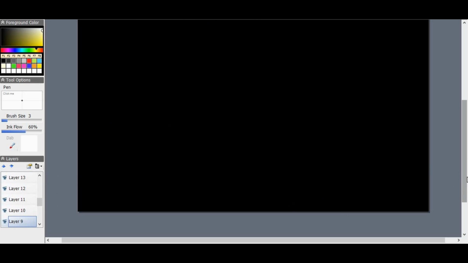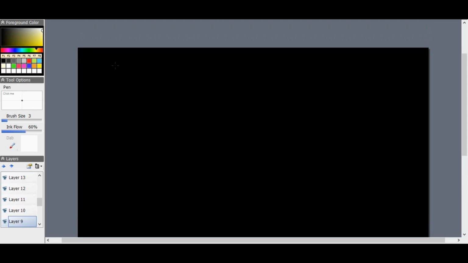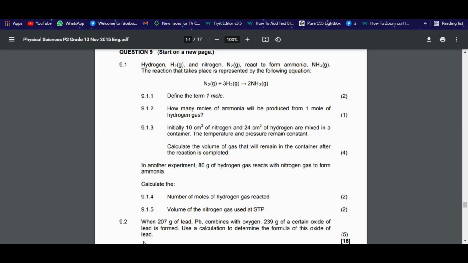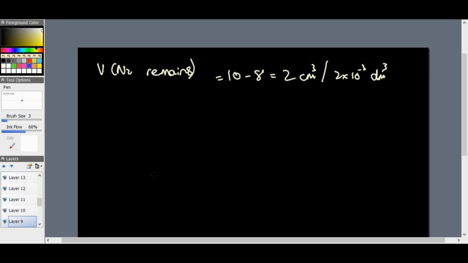So if we come back to the question at the top, the volume of N2 that remains unreacted is obviously 10 minus 8, which is equal to 2 cubic centimeters, or 2 times 10 to the negative 3 decimeters cubed. Now, of course, the question again was to calculate the volume of gas that will remain in the container after the reaction is completed.